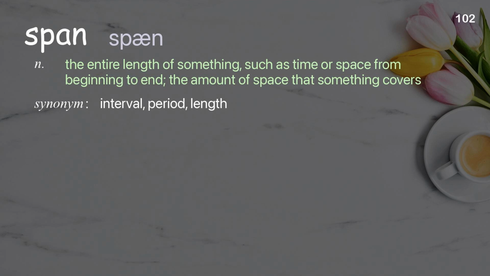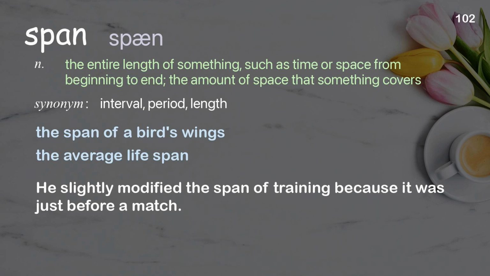Span. The entire length of something, such as time or space from beginning to end, the amount of space that something covers. Examples: The span of a bird's wings. The average lifespan. He slightly modified the span of training because it was just before a match.